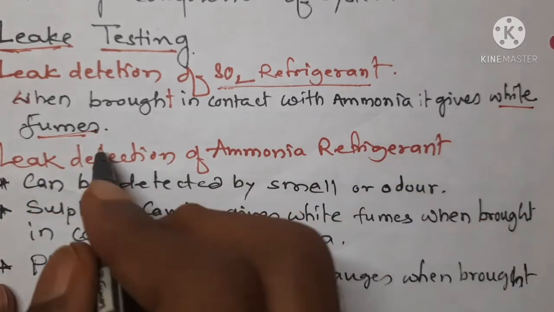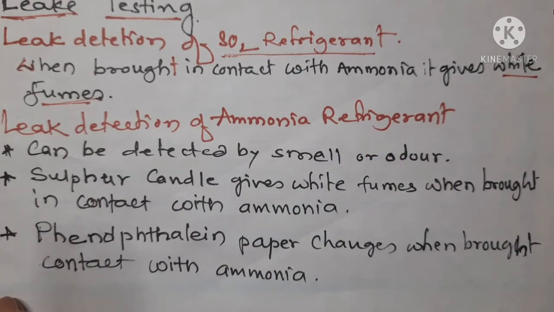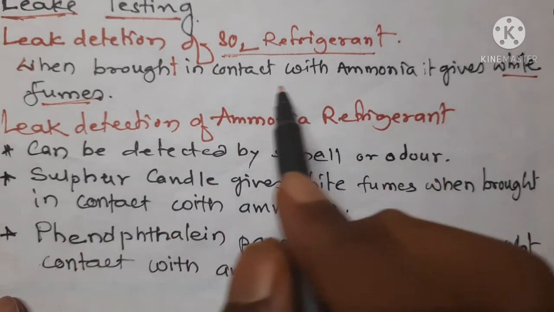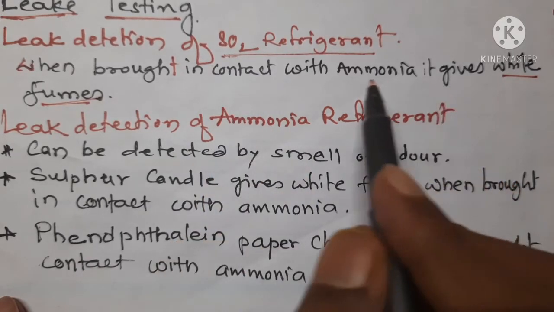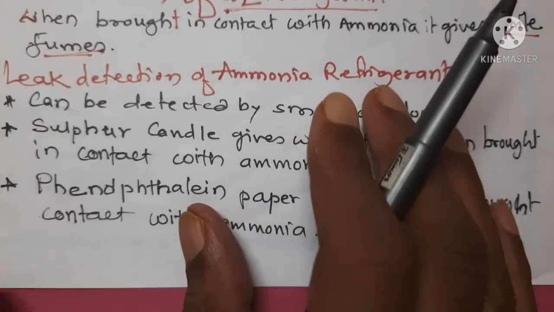If there are no fumes, then you can understand that there is no leakage. If leakage is there, then ammonia gas will show white fumes. With the help of ammonia, you have to find the leakage of the sulfur dioxide refrigerant.